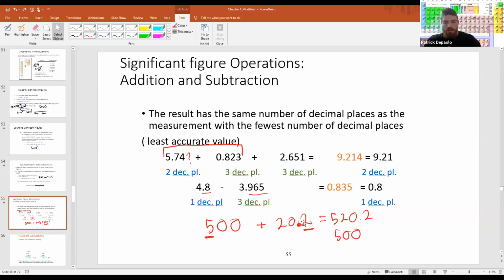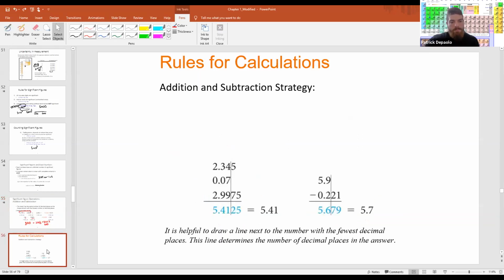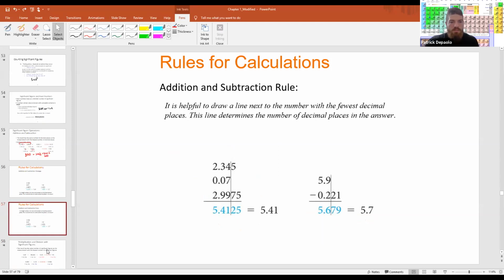Okay. All right, so does that make sense? That's probably the most difficult thing about adding and subtracting with sig figs. And that's how they try to trick you on the exam and on the homework. So definitely keep an eye out for that. Any questions? No? Okay. Cool.